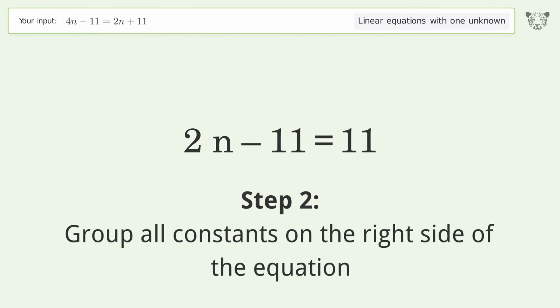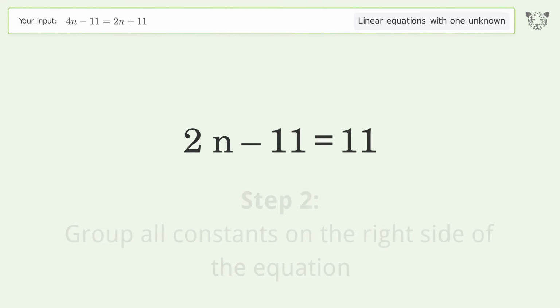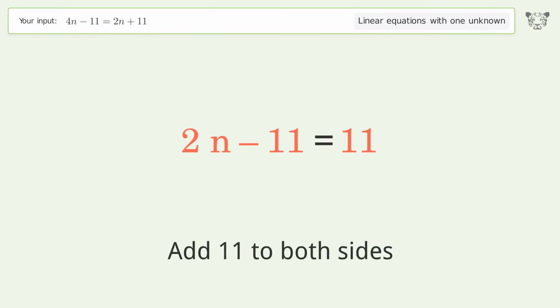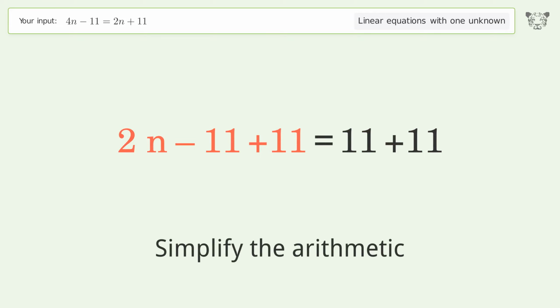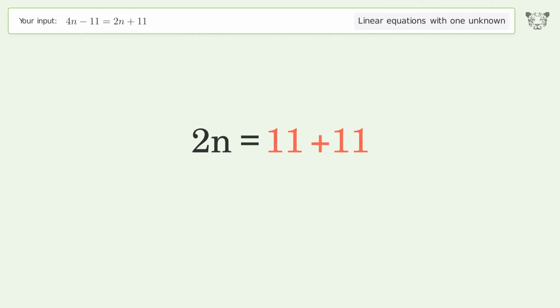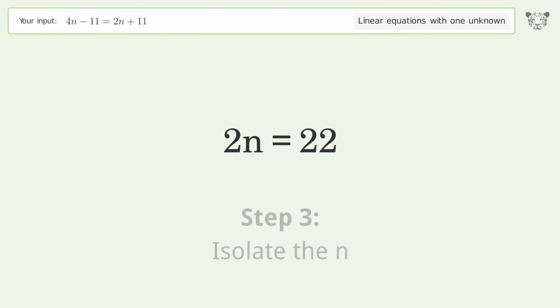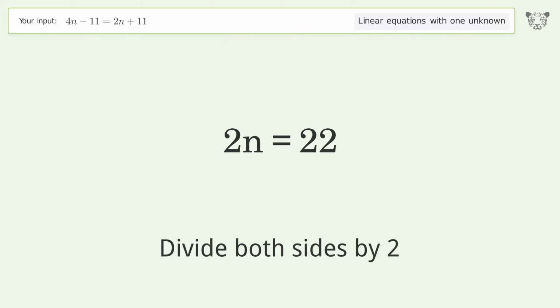Group all constants on the right side of the equation. Add 11 to both sides. Simplify the arithmetic. Isolate the n. Divide both sides by 2.